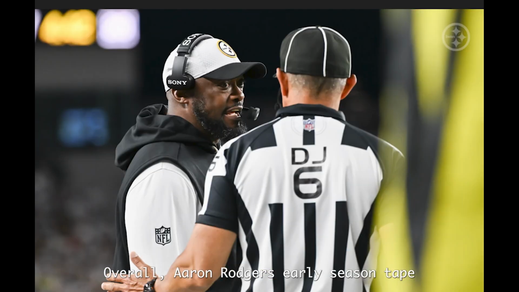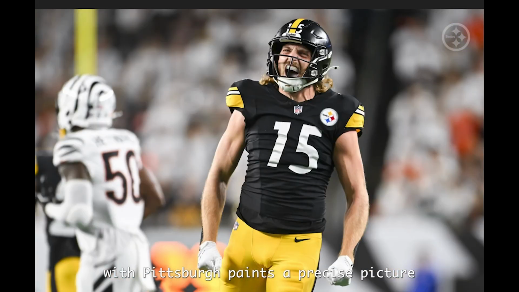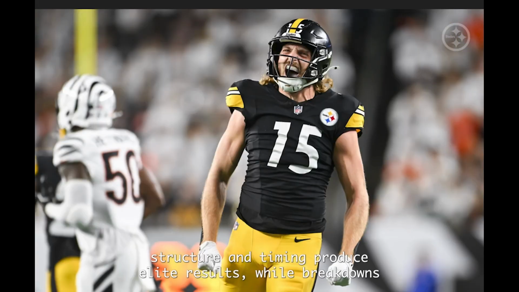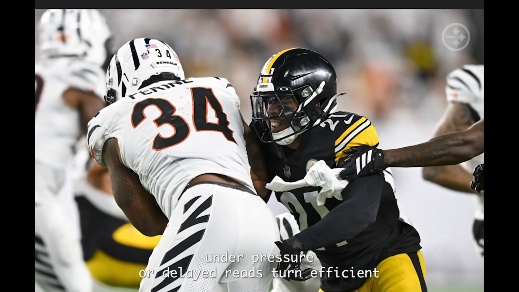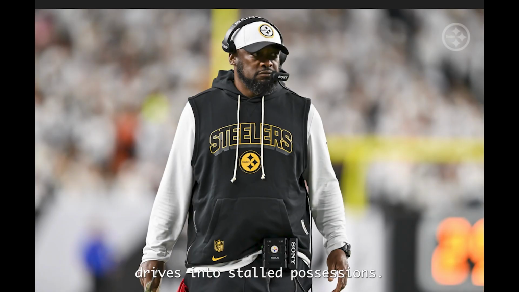Overall, Aaron Rodgers' early season tape with Pittsburgh paints a precise picture. Structure and timing produce elite results, while breakdowns under pressure or delayed reads turn efficient drives into stalled possessions.